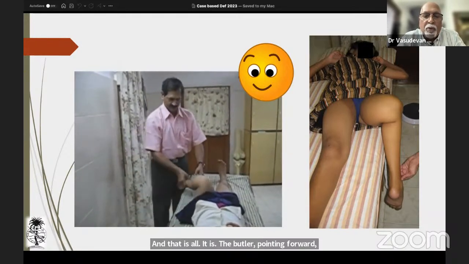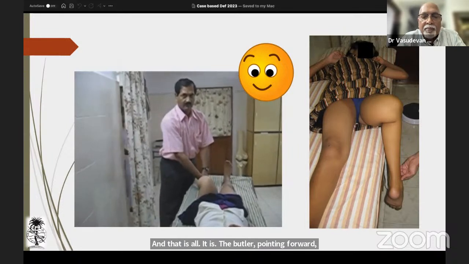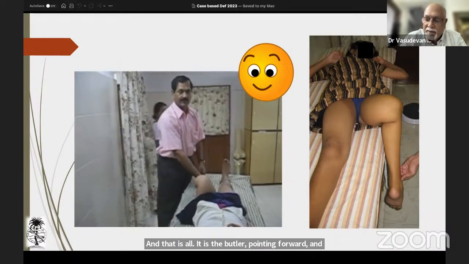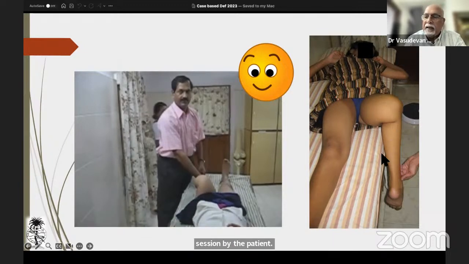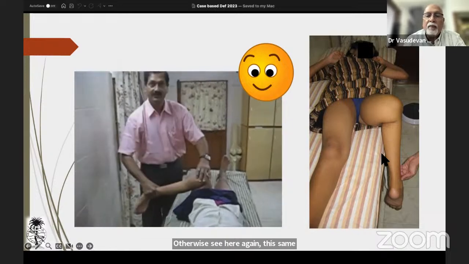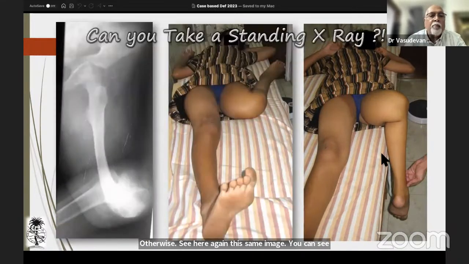This was how she was compensating. So it was looking complicated only because of the compensation by the patient. Otherwise, here again in this image, you can see how her knee axis movement is. So can you take a standing x-ray for this girl? She is not even able to stand.